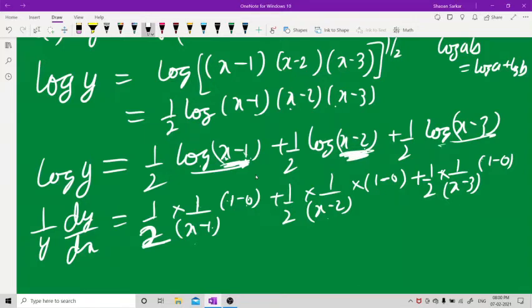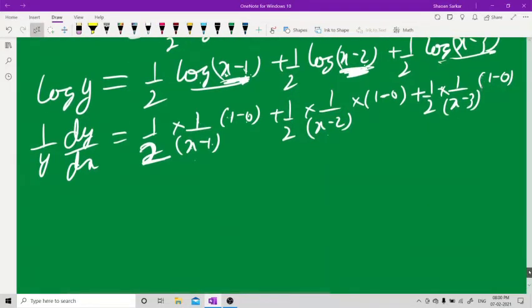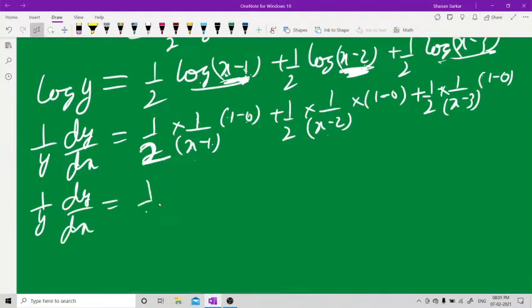Then this one, half log x minus 3. That is 1 upon x minus 3 into 1 minus 0. So you're done with that. Now what are you left with? Take a half common from all sides. Now you have 1 upon y dy by dx is equal to half, you take common.